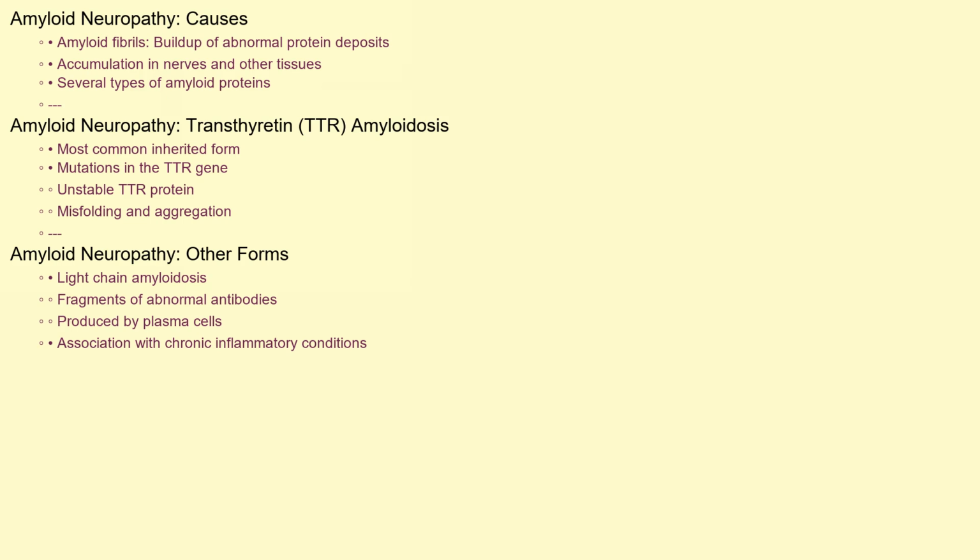This genetic mutation leads to the production of unstable TTR protein that is more prone to misfolding and aggregating into amyloid. Other forms can be acquired, such as light chain amyloidosis, where amyloid is formed from fragments of abnormal antibodies produced by plasma cells. Sometimes, amyloid neuropathy can be associated with chronic inflammatory conditions.